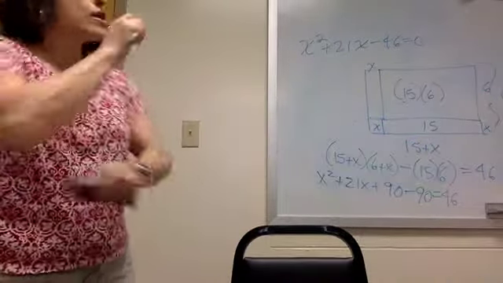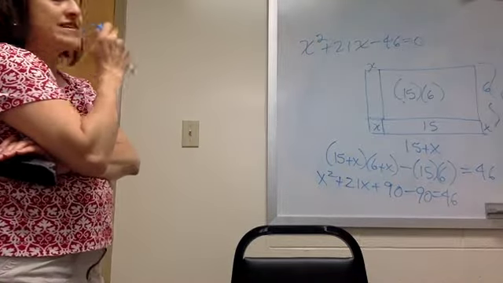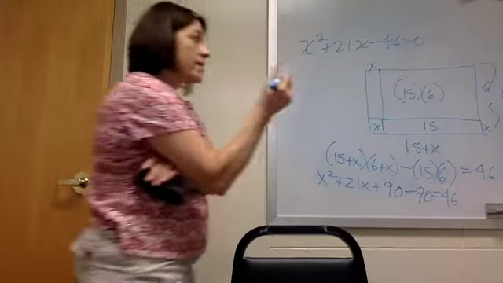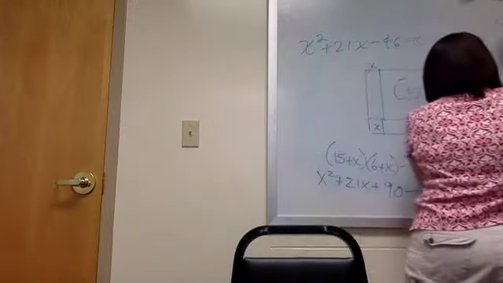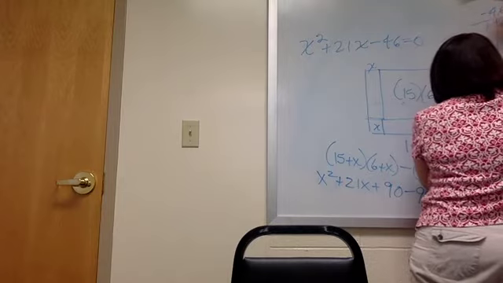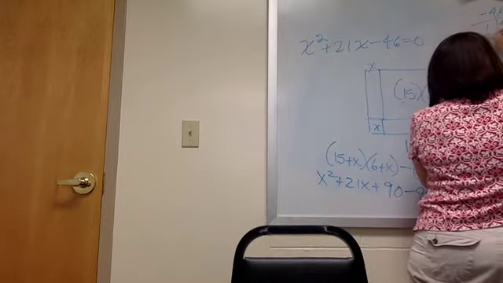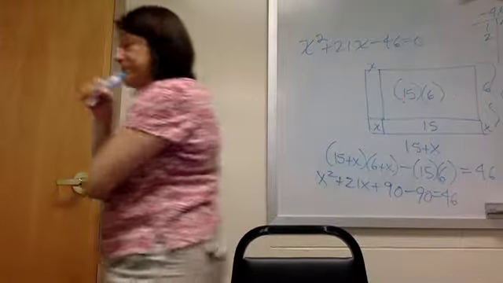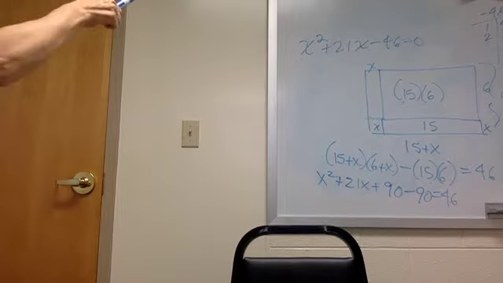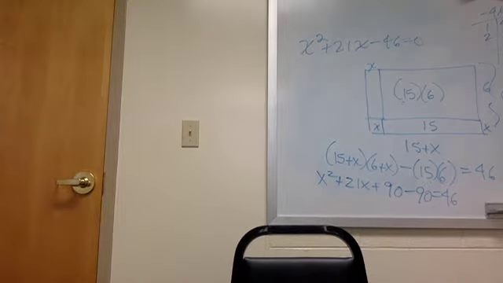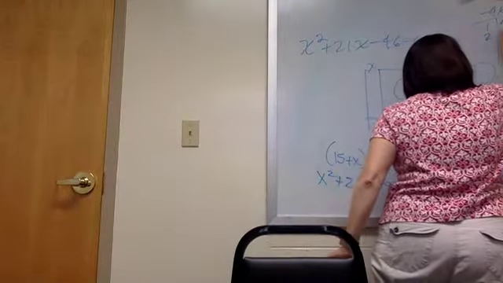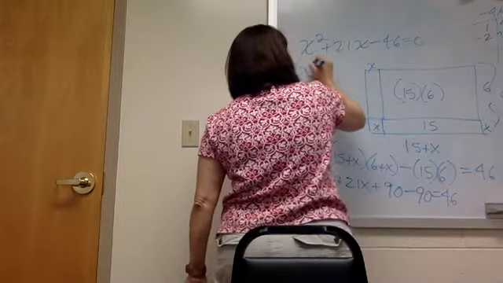What are my factors of negative 46 that are going to combine into positive 21? We've got 2 times 23. Well, 1 and 46 is not going to do it. 2 and 23, that looks like it. But that's positive in the middle, so the larger factor has to be the positive one, so you get negative 2. So that's going to be positive 23, negative 2. Can we factor that? x, x.